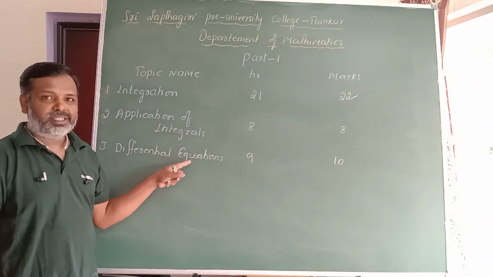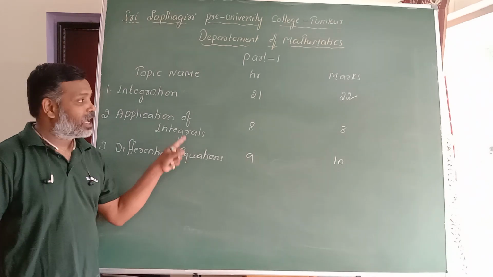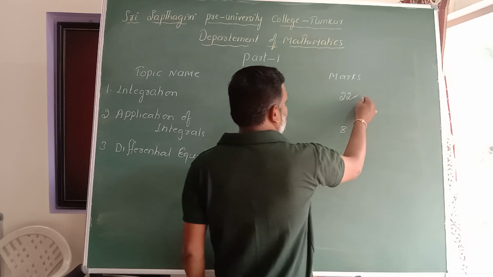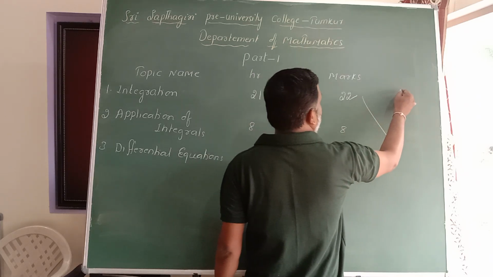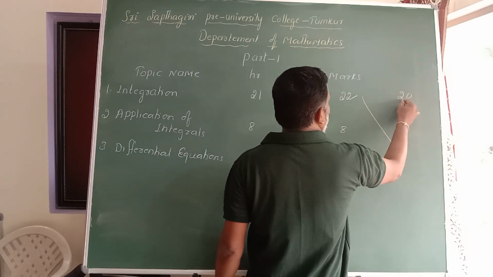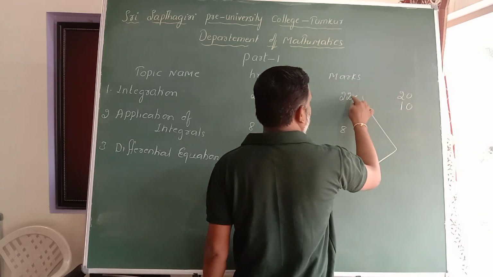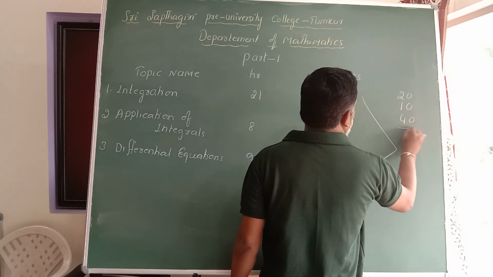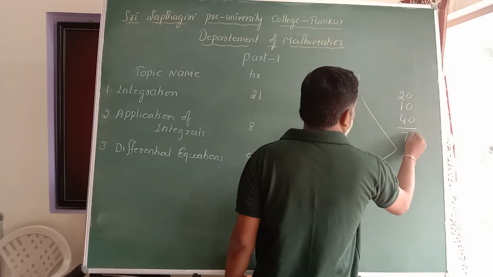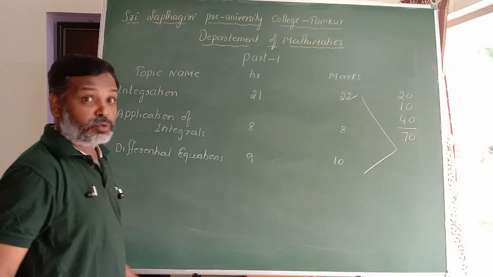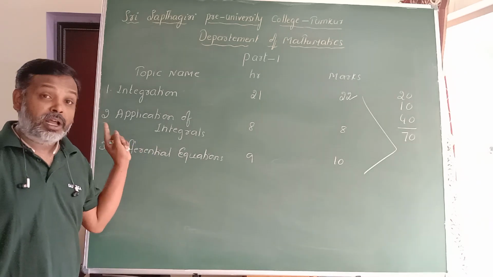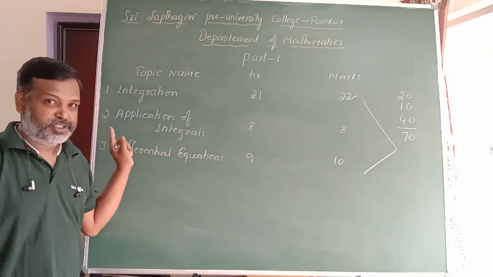The total of these concepts we call calculus. How many marks come from calculus? Differentiation is 20 marks, application of derivatives 10 marks, 22 plus 8 is 30, plus 10 is 40. So 60 to 70 marks are carried from calculus alone. Just have a look at how important this branch is, right?